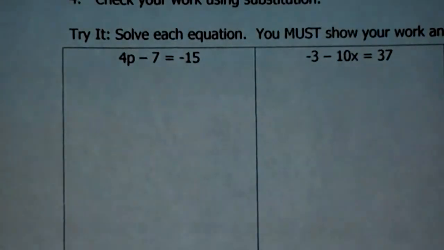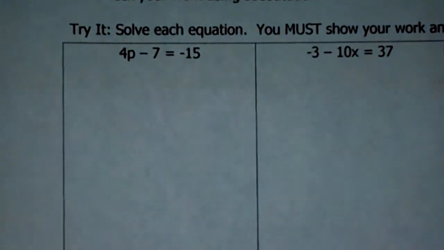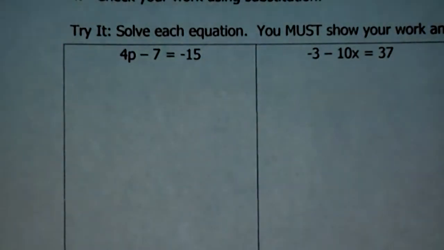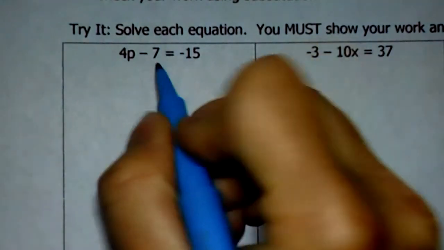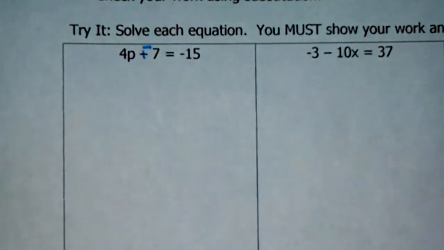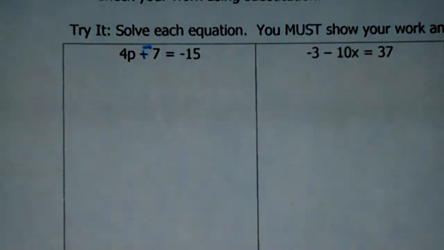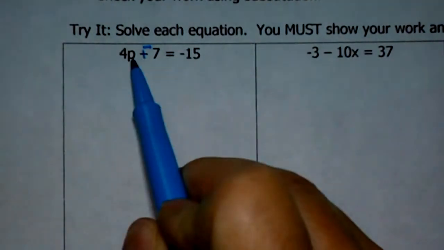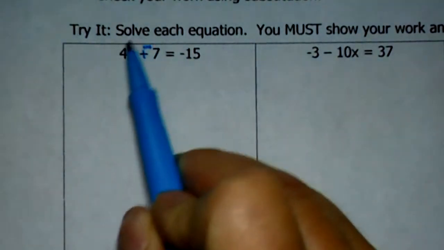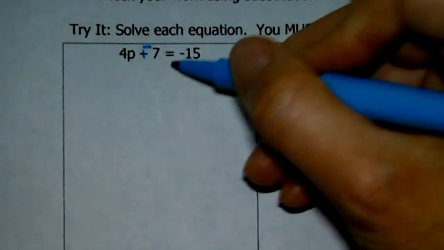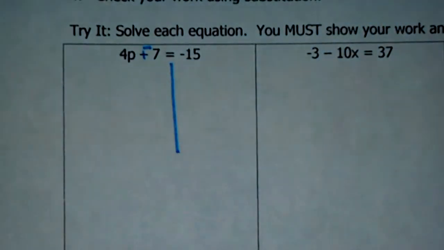Zoom in here. Let's check your screen. All right. So, same thing. Subtraction, add the opposite. So this is really 4p plus negative 7 equals negative 15. I want to know what value of p will make this equation true, will make this side equal negative 15. We don't want to use guess and check because you're going to learn that takes way too long.